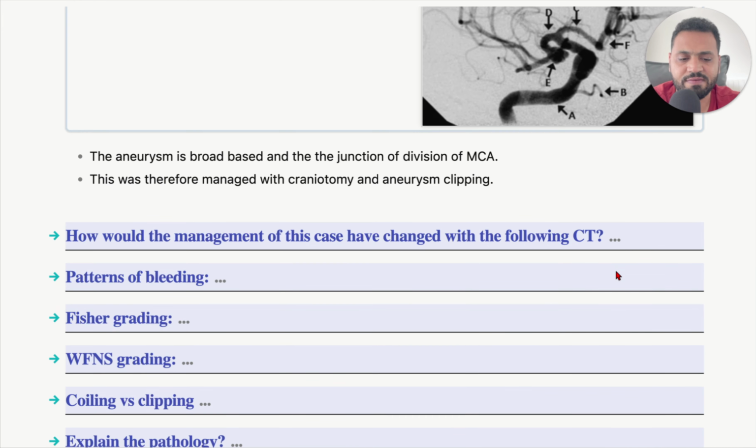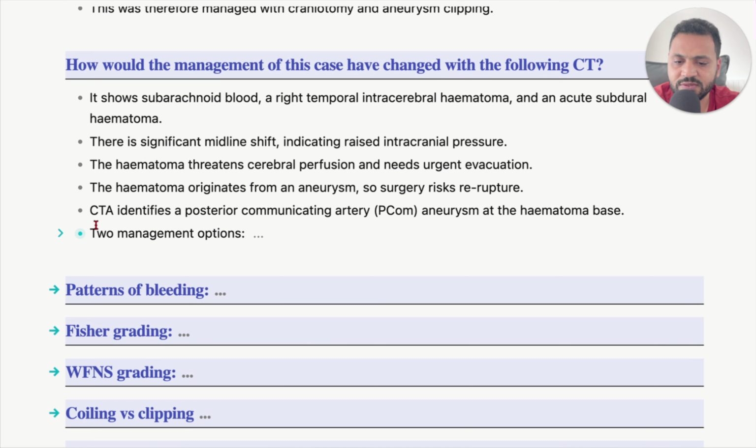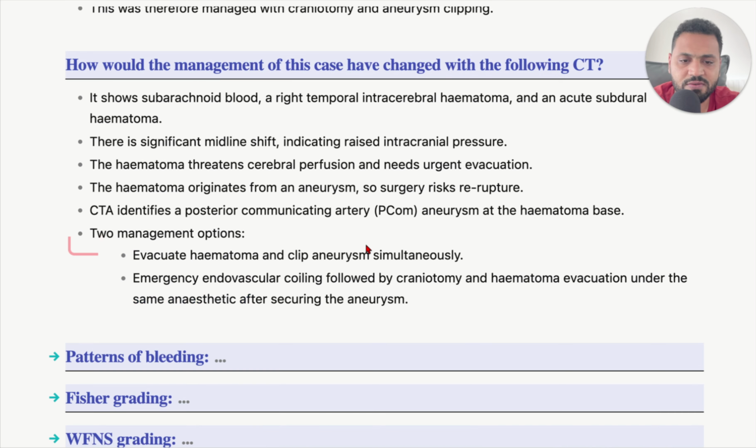Management of this case changed with the following CT scan. So look at this CT scan, which I don't actually have here. So I need to consider adding this.